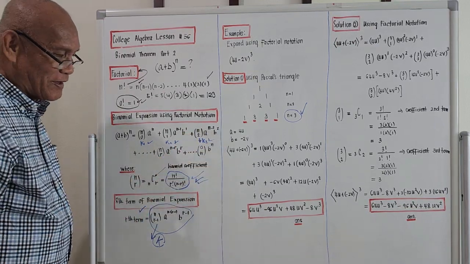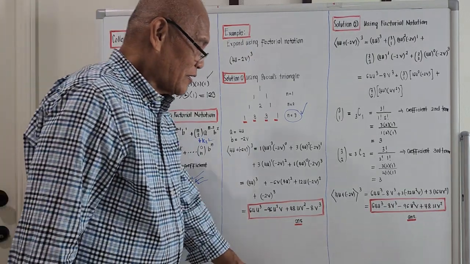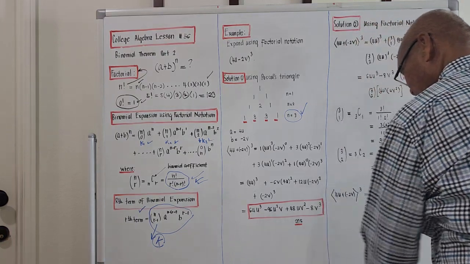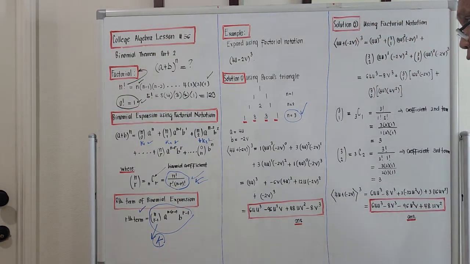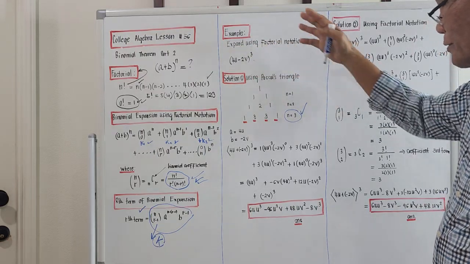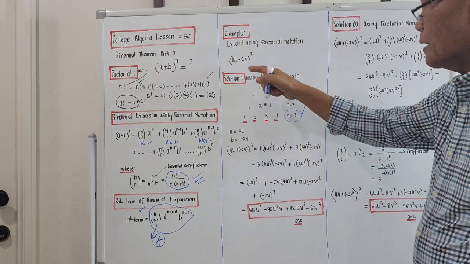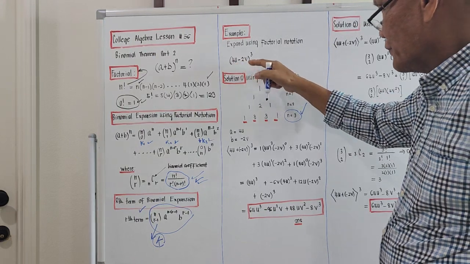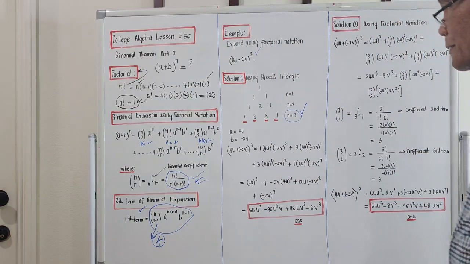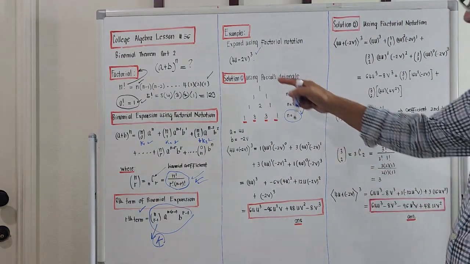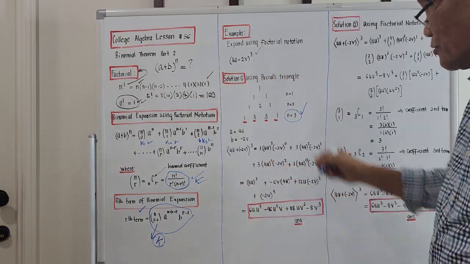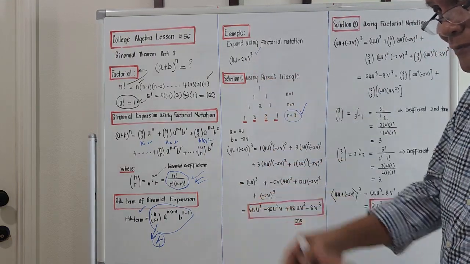Okay, let's try to bring out a problem. Okay, just a simple one. So we could visualize the importance of the two solutions. Okay? Example, expand using factorial notation. We are given the expression 4u minus 2v raised to the third power. Okay? So if we try to expand this one, we could expand this one by using the long-hand solution. But supposing this is 300, could we expand it?